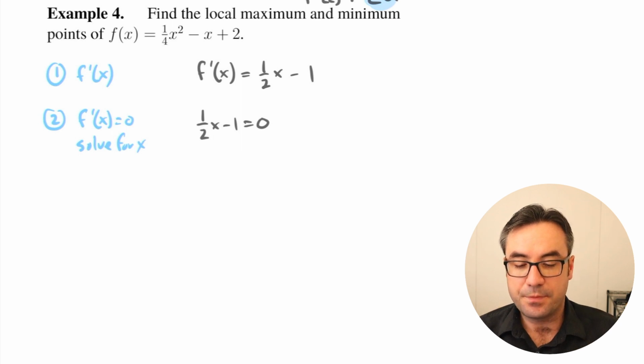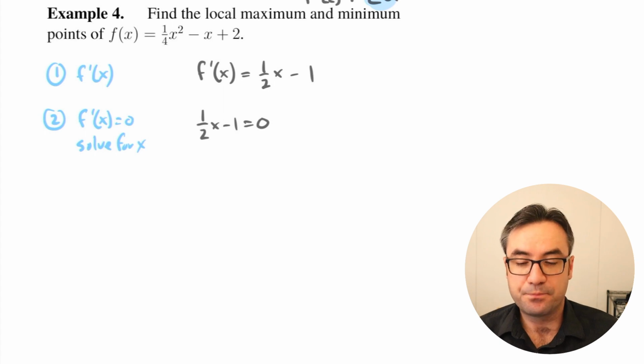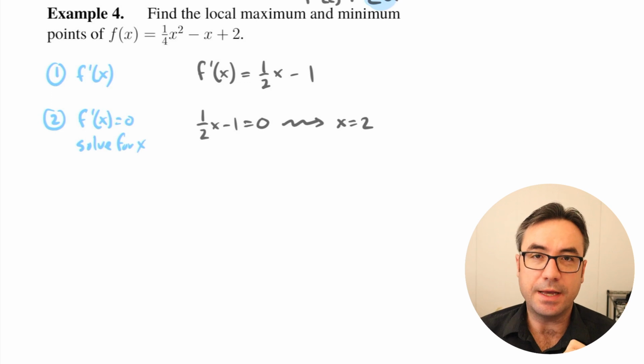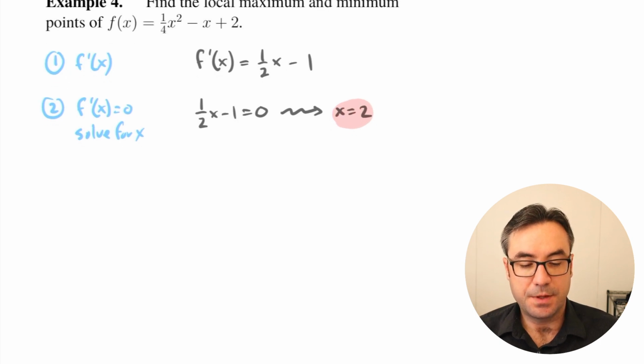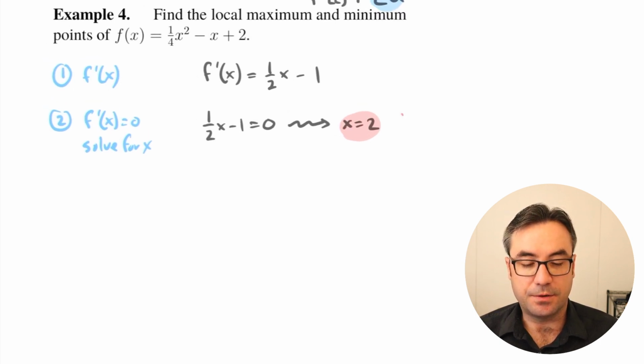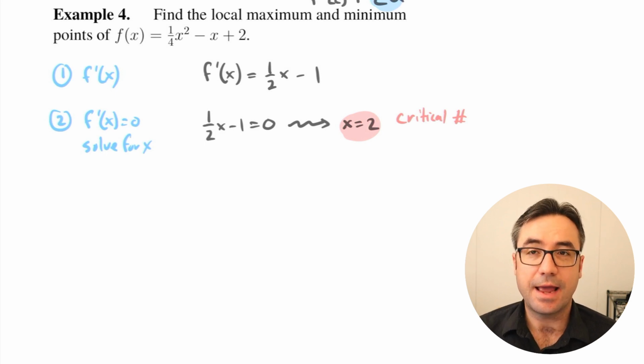And when we do, I would probably add 1 to both sides and then multiply both sides by 2. And so we're going to end up with x equal to 2 as our critical number. So this is our critical number here. And again, we don't know what's going on at this critical number. It could be a max, it could be a min, or it could be neither. And so that's why we need one of these tests to help us classify what's going on at this critical number.